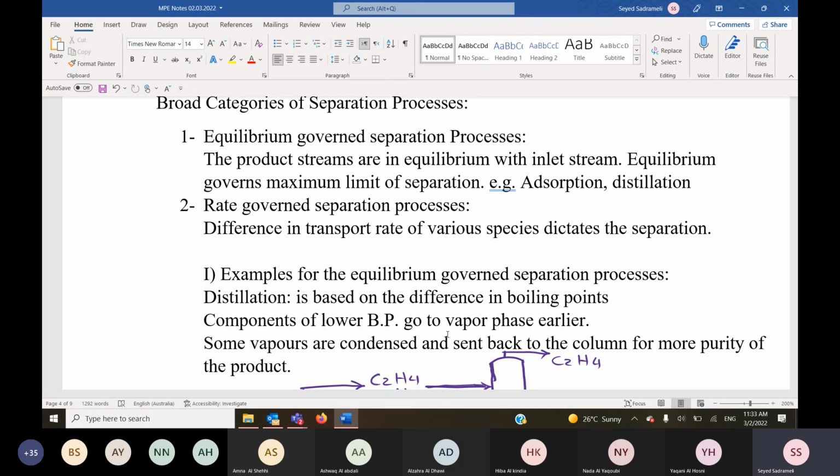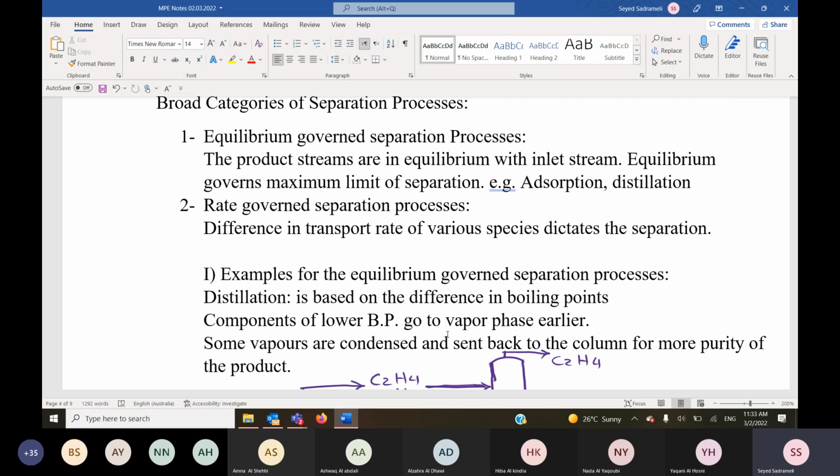this equilibrium-governed separation unit. Some of the separation units are based on rate-governed separation, and this is because of the transport rate of various species. So if they pass through the membrane, some of them stay on one side and the others go to the other side of the membrane. In this case, by rate separation, you can simply separate them, especially two liquids from each other.